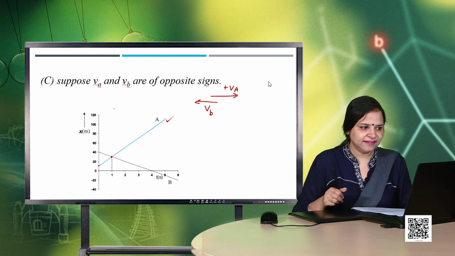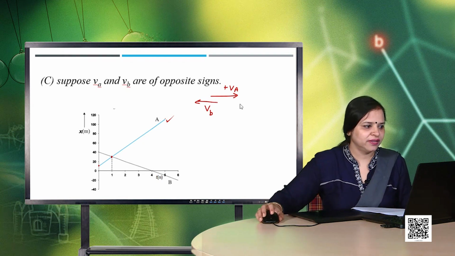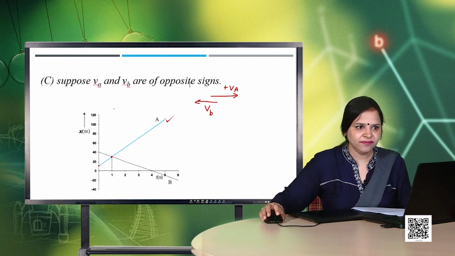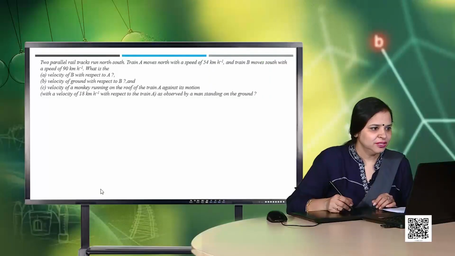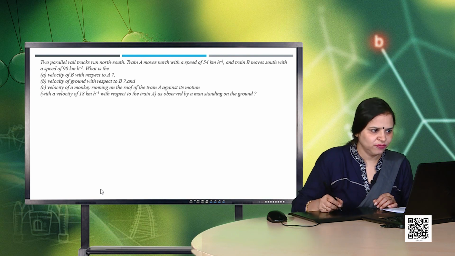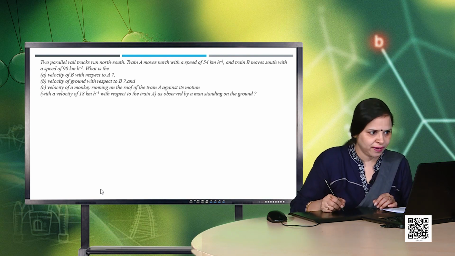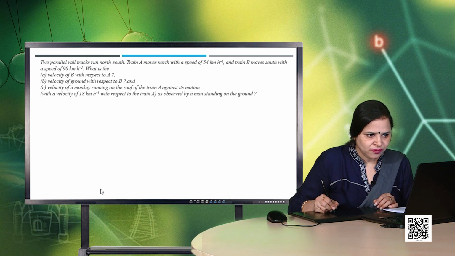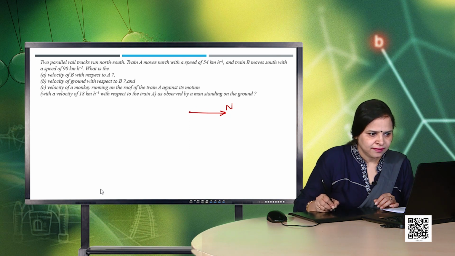Now, let us consider a numerical based on the concept of relative velocity. Consider two parallel rail tracks running north to south. Train A moves north with a speed of 54 km per hour and train B moves south with a speed of 90 km per hour. Suppose we consider this direction to be north and this direction to be south.